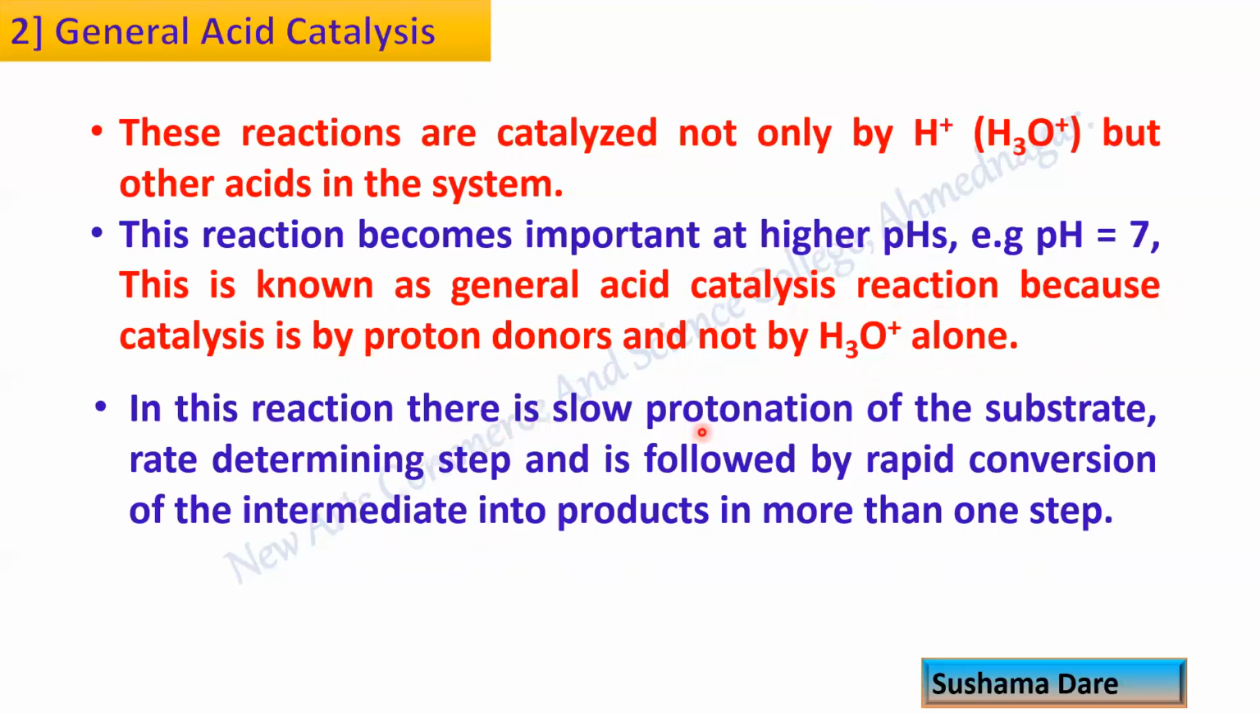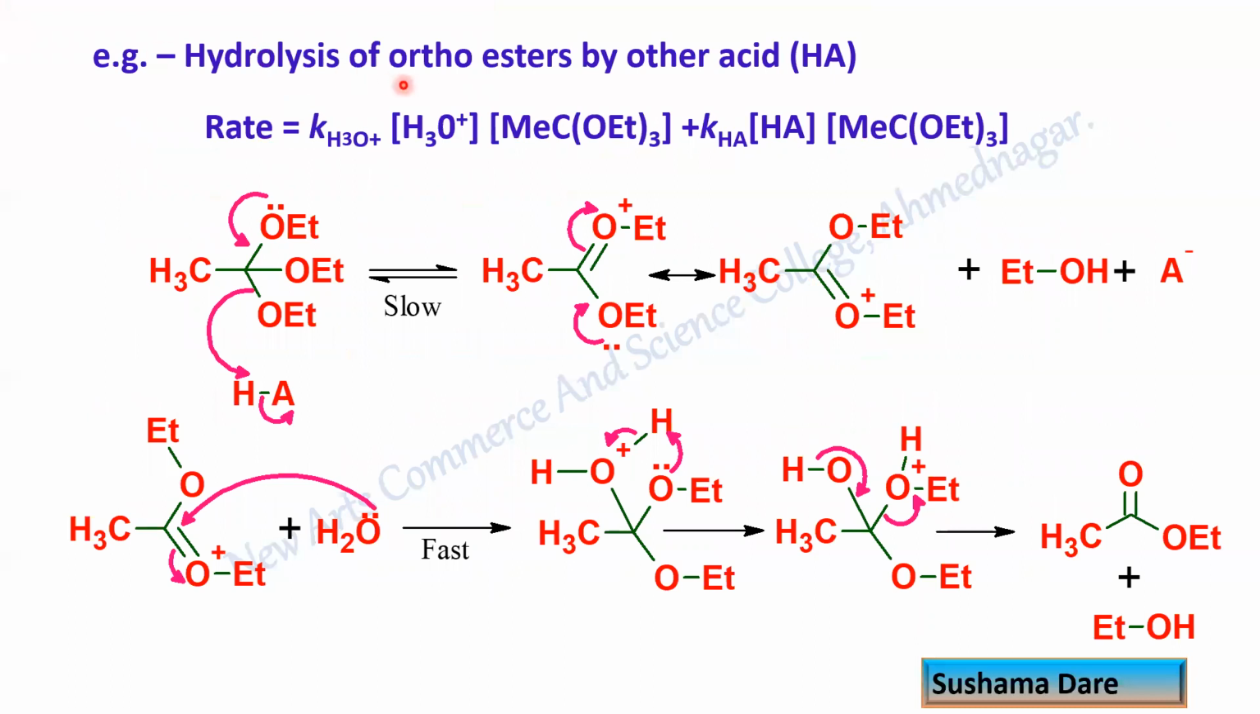In this reaction, there is slow protonation of the substrate, the rate-determining step, followed by a rapid conversion of the intermediate into product in more than one step. Example: hydrolysis of orthoesters by other acids HA. The other acid is HA.